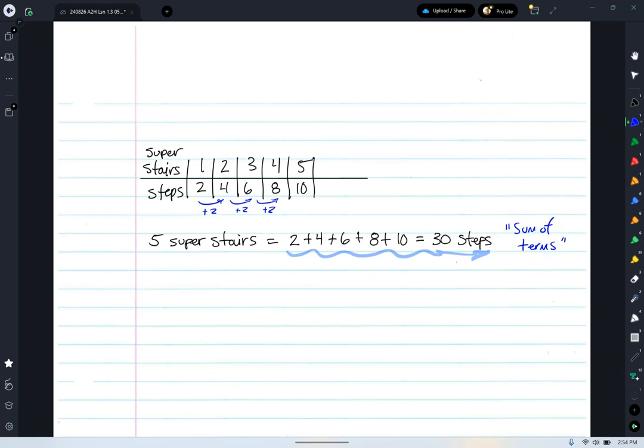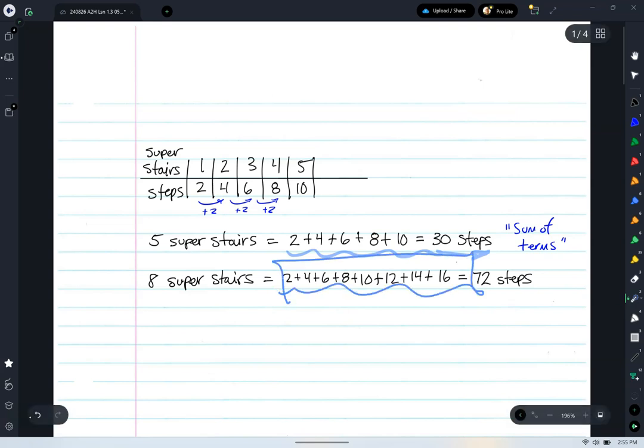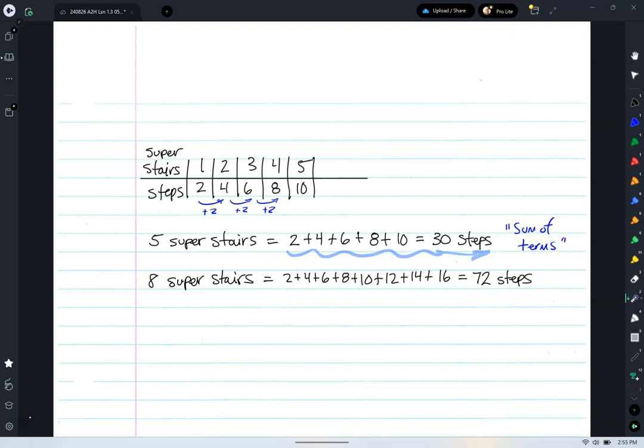Well, what if he did an 8 super stair set? Why don't you write me a sum of terms for an 8 super stair set and see if you can come up with the total number of steps he takes for 8 super stairs. Go ahead. With that on your paper right there. Now, again, it's important that you write all of these out, because what did I ask for? A sum of terms, right? So you've got to write that out. That's one of the things that I'm looking for when I ask for a sum of terms.